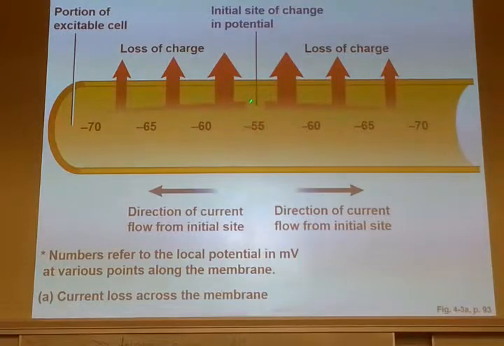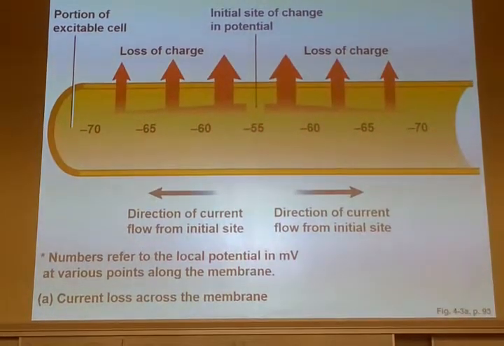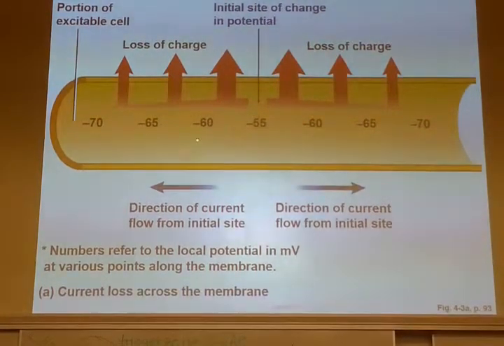Minus 55, the positive charges diffuse to the right and the left. So 50-50 diffusion each direction. The area next door is going to have less positive charge moving into that area. So the adjacent areas don't go to minus 55 because there's less positive charge going to those regions. They only go to minus 60. So you're more negative.